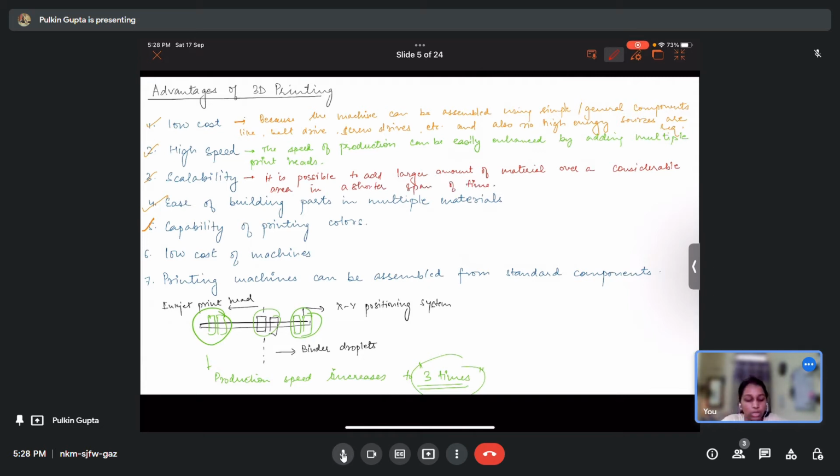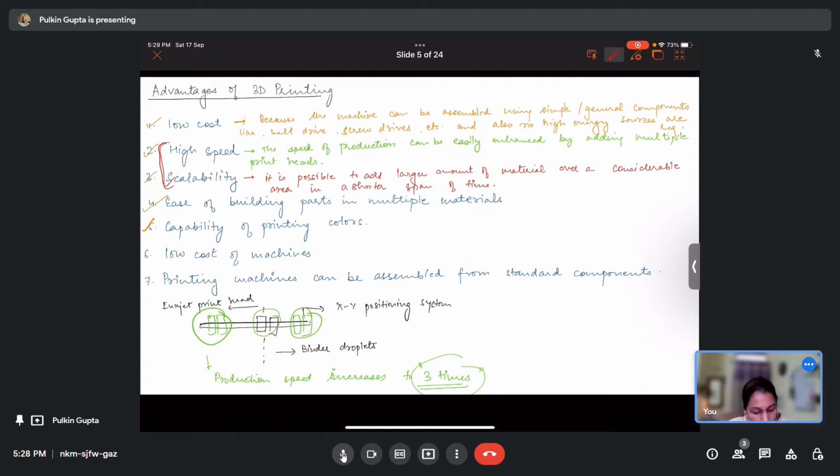Okay, so these two terms are interrelated with each other. When you have high speed, your process is already scaled up, and when you have low speed, your process is already scaled down. As high speed is associated with the production speed and addition of multiple print heads, scalability is also associated with addition of multiple print heads, which allows it to add the material quickly and in larger amounts and over a considerable area in a shorter span of time.